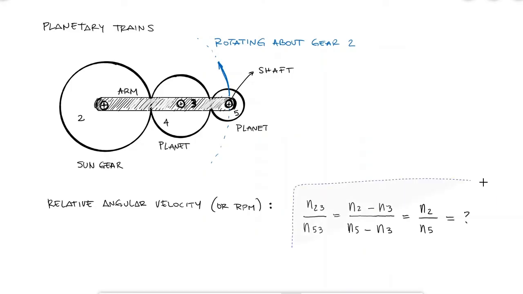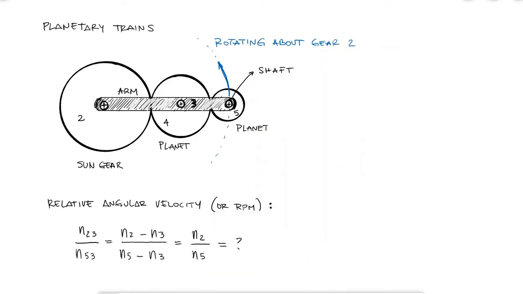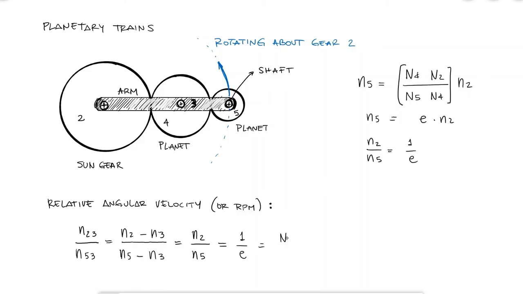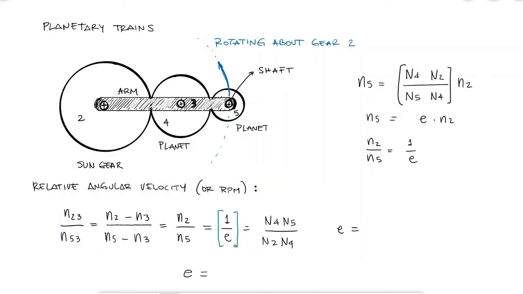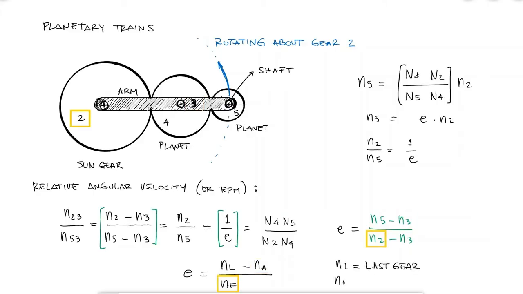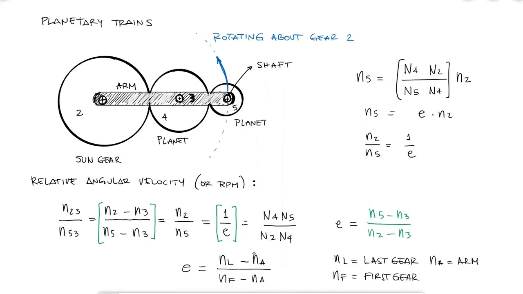What would N2 over N5 be? For any gear train, taking into account what we learned today, it would be exactly the reciprocal of the train value E. In general, the train value for a planetary gear system will be the speed of the last gear, in this case gear 5, minus the speed of the arm, in this case element 3, over the speed of the first gear minus the speed of the arm.